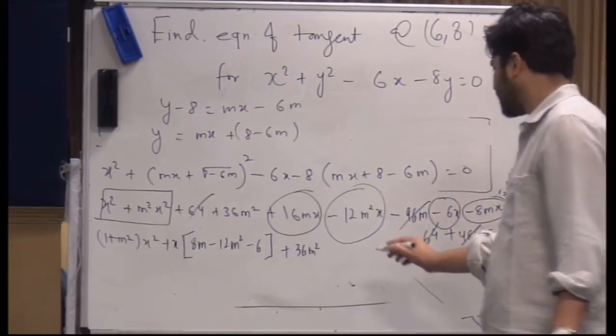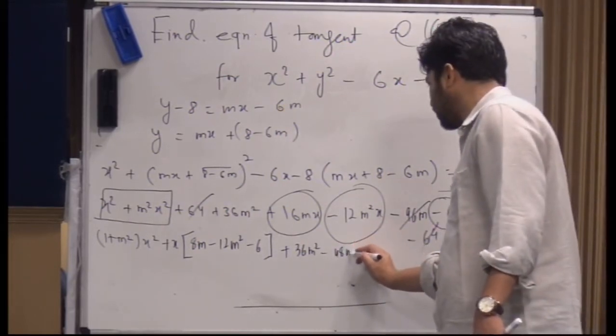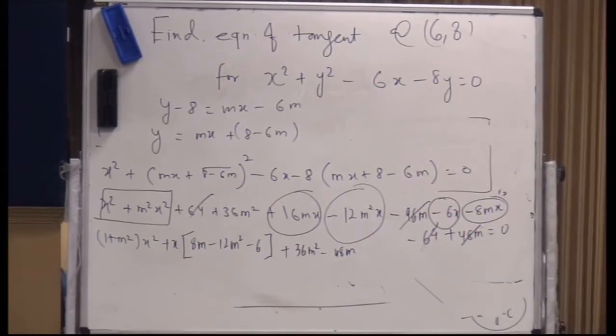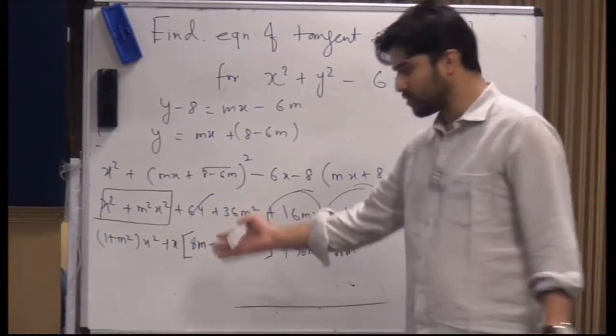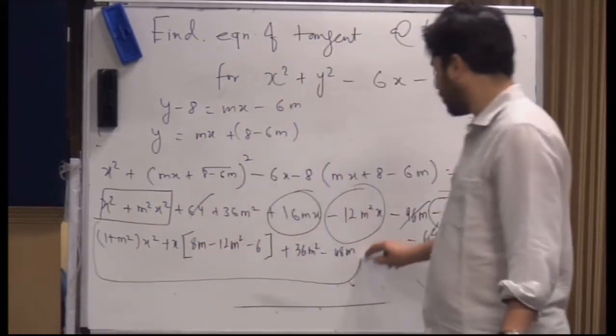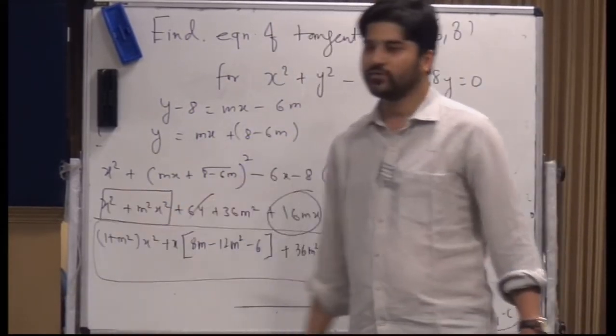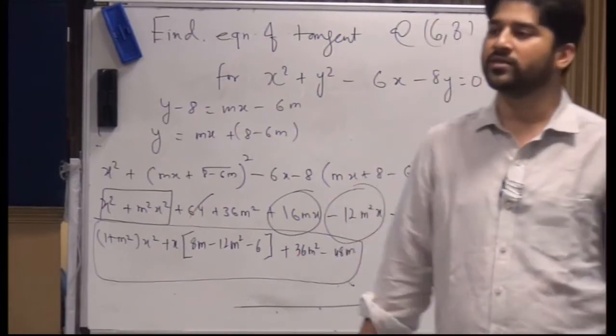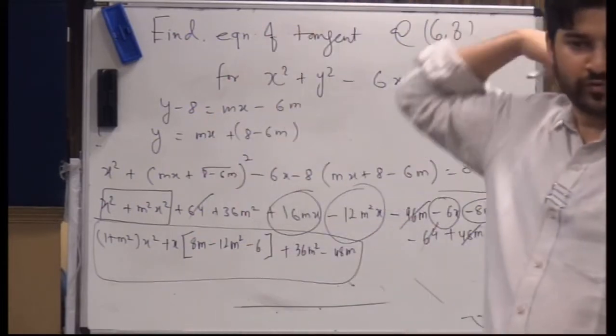48m minus 96m becomes minus 48m. Right? All taken care of? Okay. So it looks a little horrible, right? But if you are going to solve it, it's not going to be that horrible. And you will arrive to the answer: m is equal to minus 4 by 3. This is what we found now.